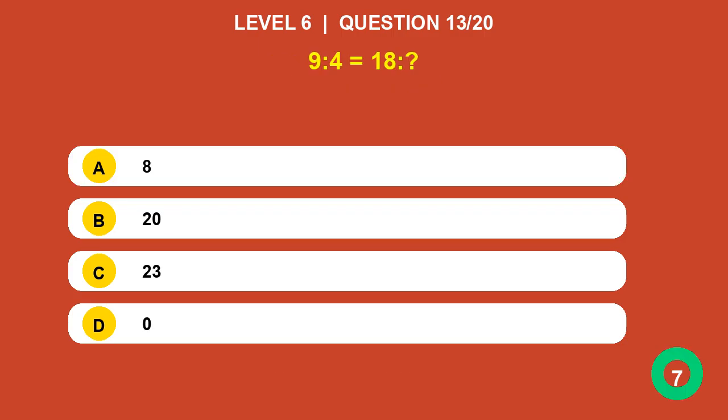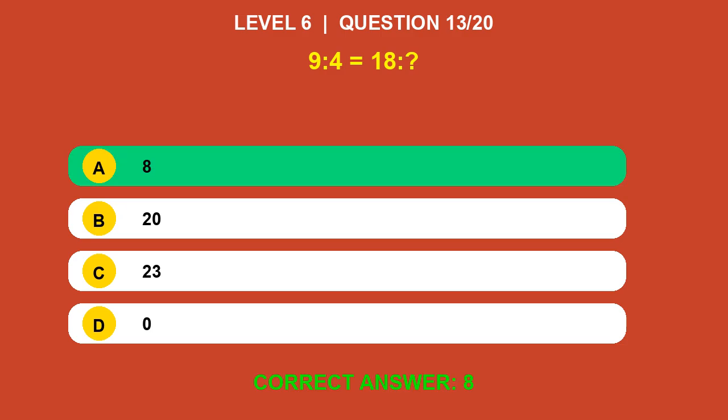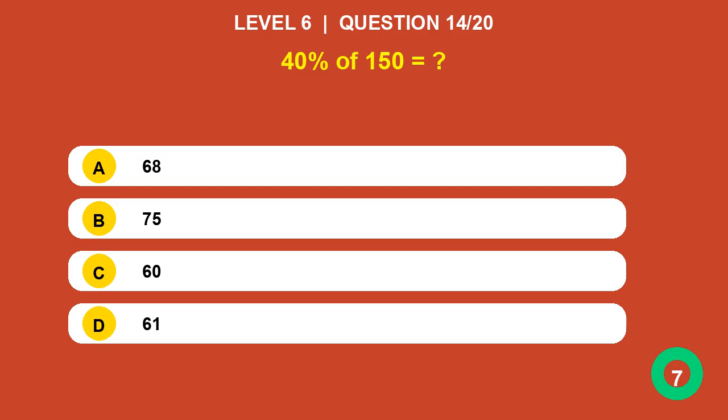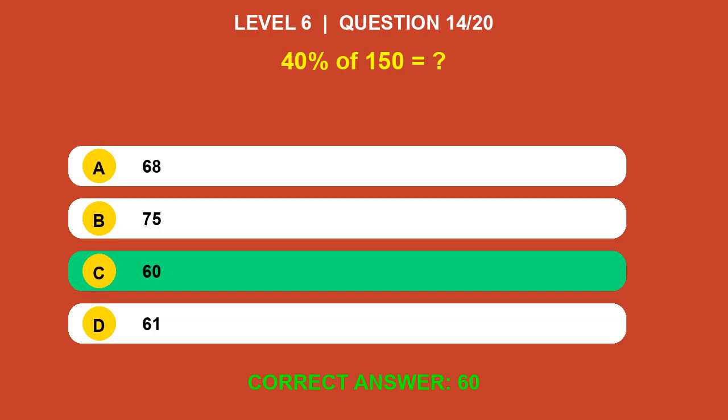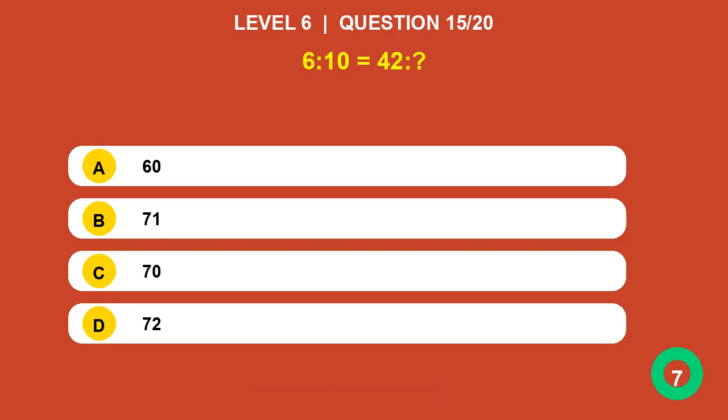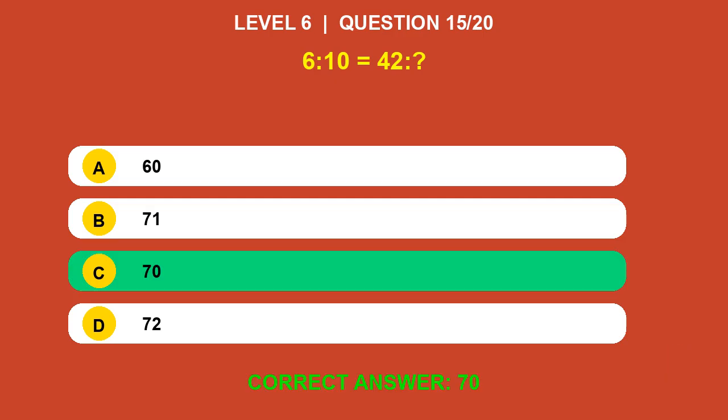9:4 equals 18? Answer is 8. 40% of 150 equals? Answer is 60. 6:10 equals 42? Answer is 70.